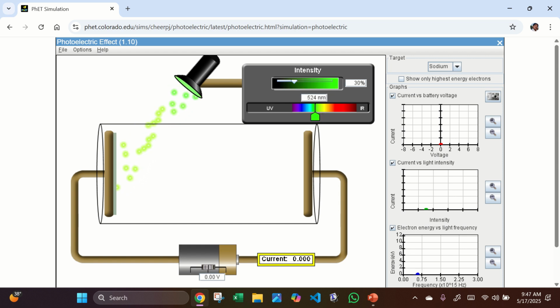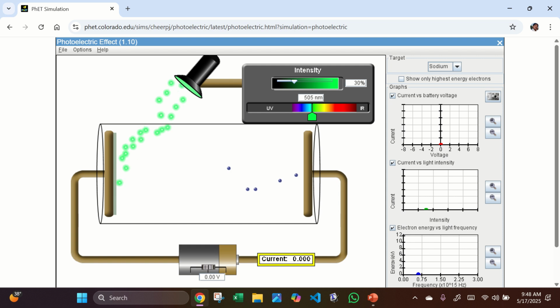Like this, okay. So green we entered, and yes, we got some electrons coming out of the surface here. It means a green photon is able to eject electrons from this metal surface, because the energy of this green photon is more than the work function. So what is happening here? Some electrons are ejected here.